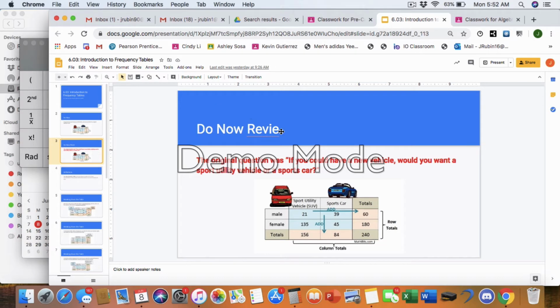So the original question was, if you could have a new vehicle, would you want a sport utility vehicle or a sports car? And they are asking both men and women. How did I figure that out? Well, I figured it out based on the columns. I saw male and female, so I knew they were asking people something, and then I saw SUV or sports car.